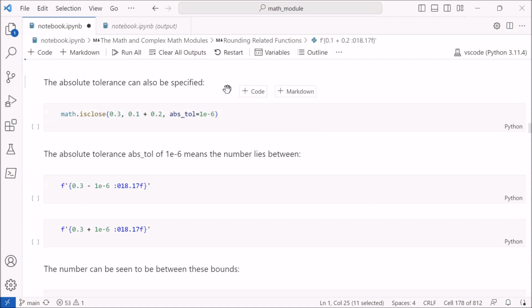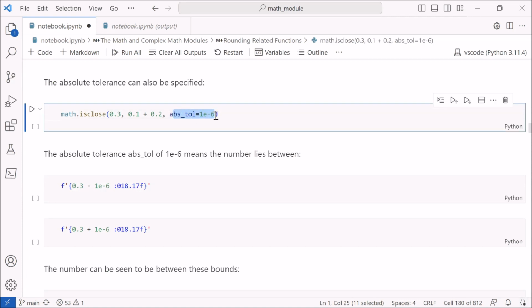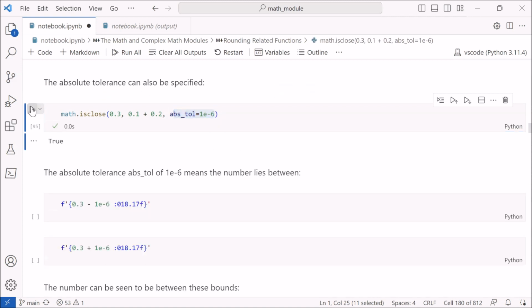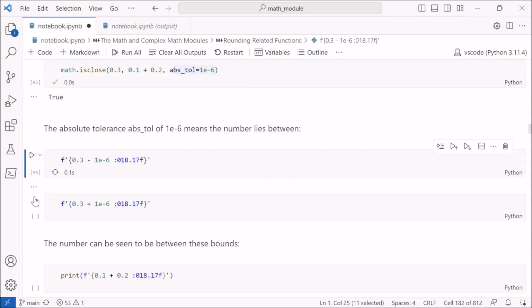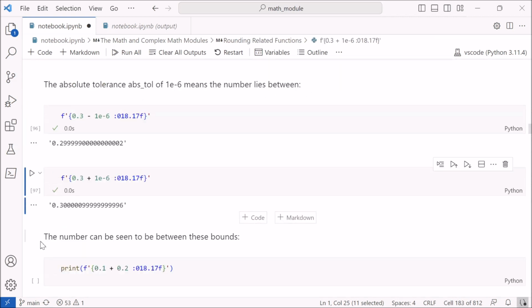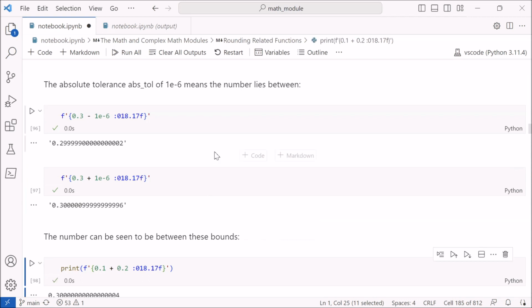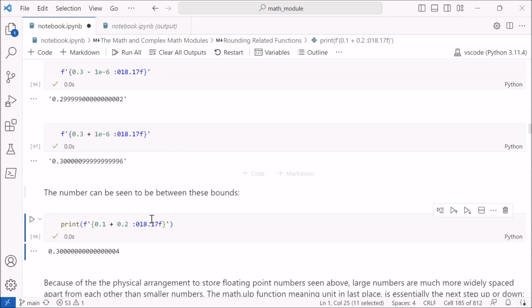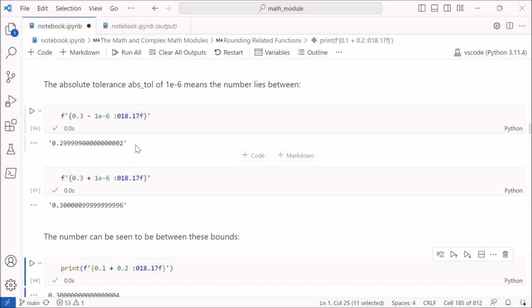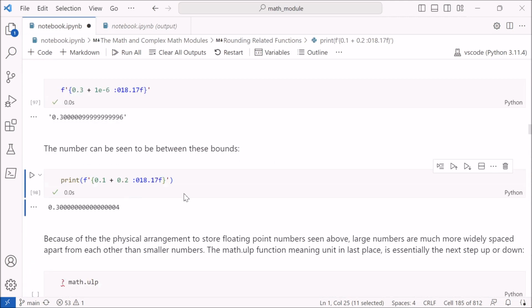So the absolute tolerance can also be specified. So we can specify this as 1 times 10 to the minus 6. And once again, this is true. And we can have a look at the lower and upper bound for such an absolute tolerance. And we can see that this number lies between the lower and upper bound.